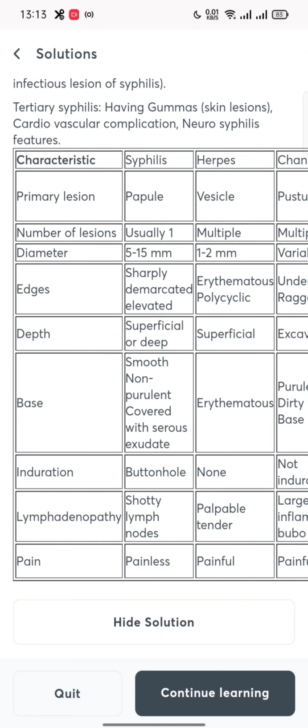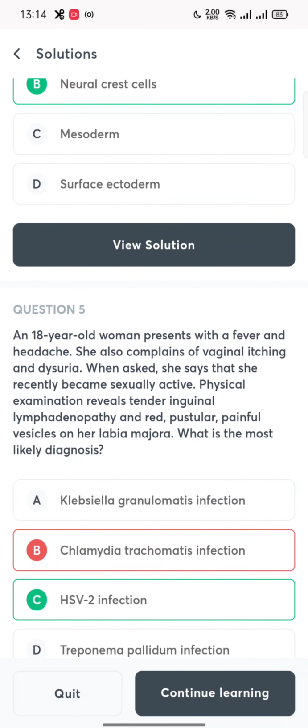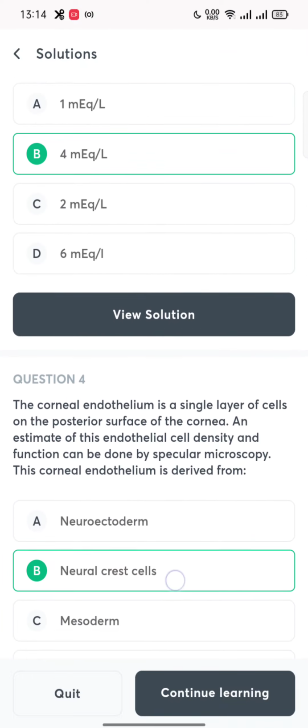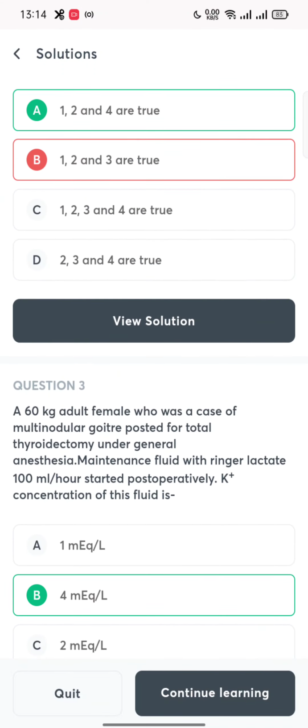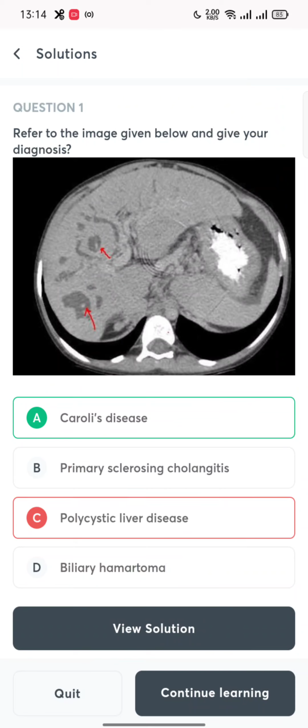So this is the discussion, the review of the 5 questions that were given by the Prep Ladder planner on 15th of December.